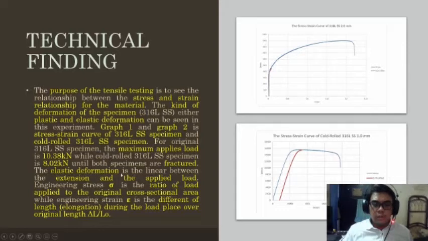The elastic deformation is the linear relationship between the extension and the applied load. Engineering stress is the ratio of load applied to the original cross-sectional area, while engineering strain is the difference of length or elongation during the load placed over original length, delta L over L naught. So that's all from me.